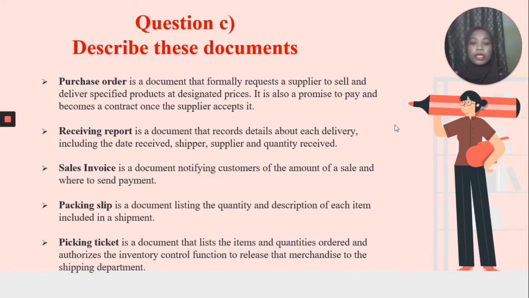Receiving report. Receiving report is a document that records details about each delivery, including the date received, shipper, supplier, and quantity received. Sales invoice. Sales invoice is a document notifying customers of the amount of a sale and where to send payment. Packing slip. Packing slip is a document listing the quantity and description of each item included in a shipment. Picking ticket. Picking ticket is a document that lists the items and quantities ordered and authorizes the inventory control function to release that merchandise to the shipping department.